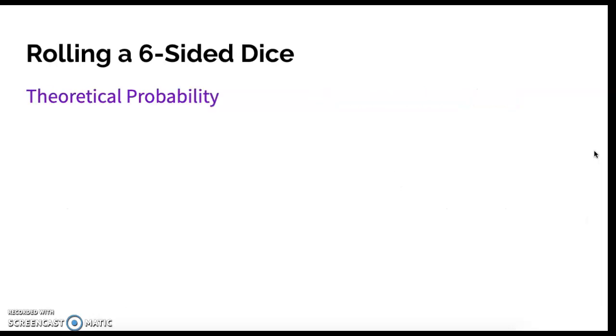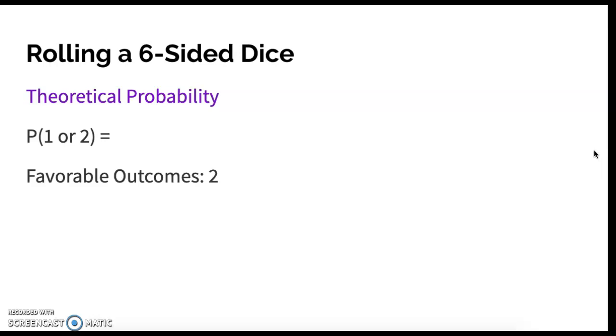All right, one more. Theoretical probability. This time we want to know what's the probability of rolling a 1 or a 2 on a 6-sided dice. So this time let's think of favorable outcomes. How many ways can I get 1 or 2? Well, I can either roll a 1 or I can roll a 2. So there's 2 ways to be favorable here.